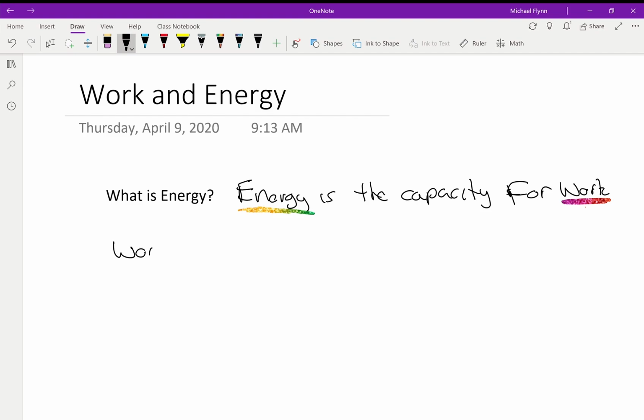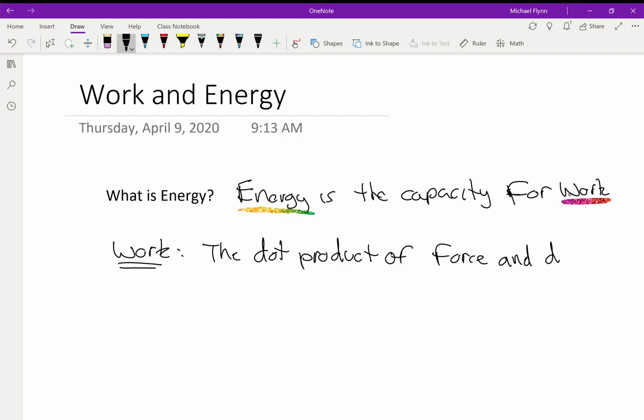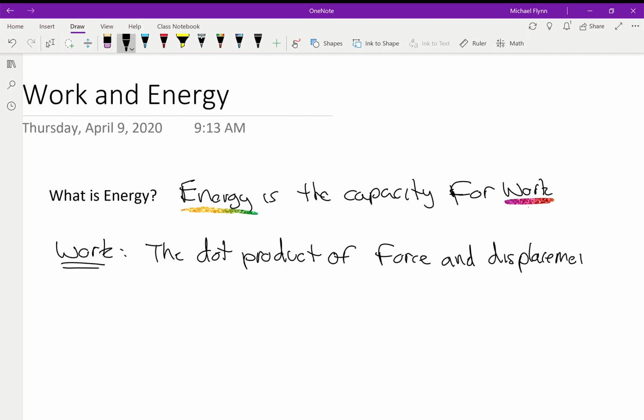Work. I'll write the definition in words. It's the dot product of force and displacement. I'll just scroll over, like that. The dot product, so let me again use my magical rainbow color. It's the dot product of these two things, force and displacement. Now these are both vectors.